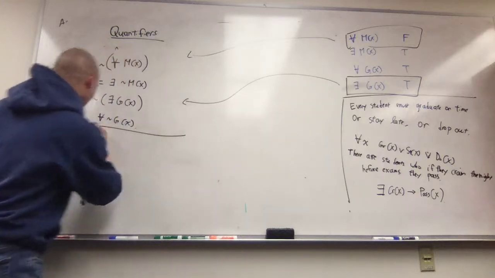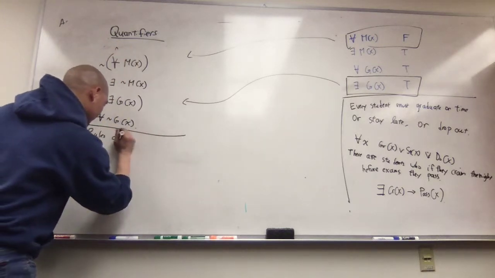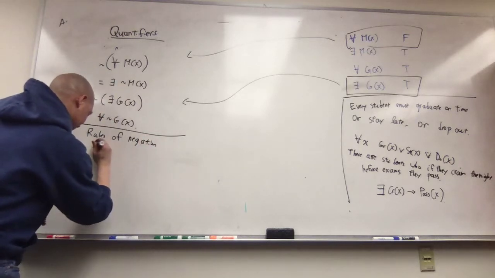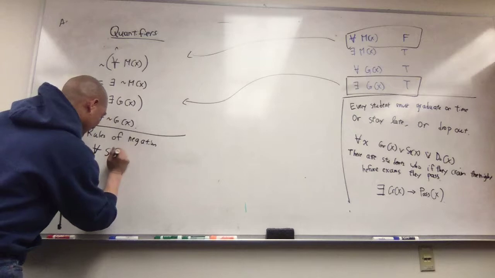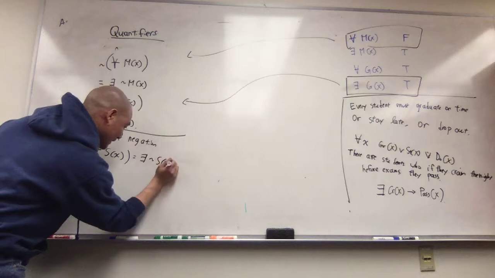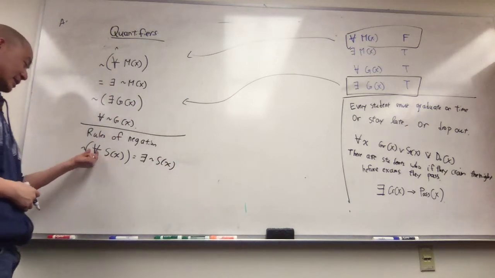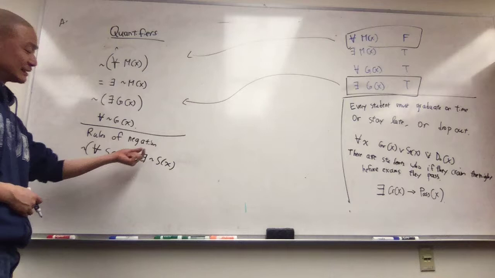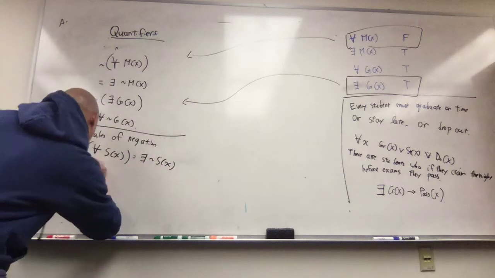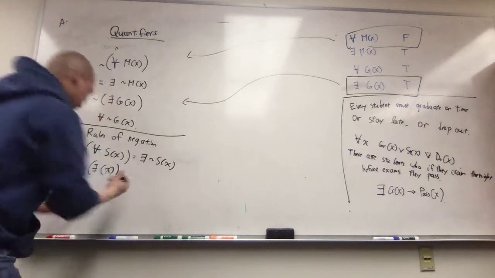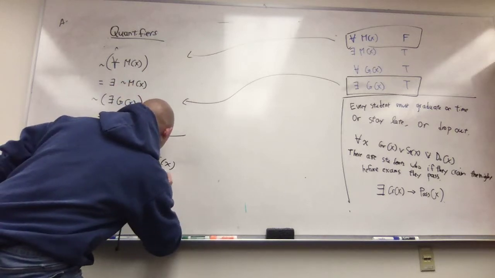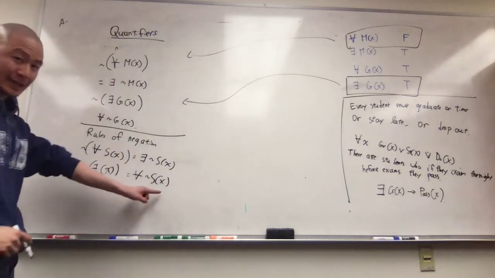So in general, the rules of negation are: for all s of x, its negation is there exists not s of x. So if I claim that something happens for everybody, it's false if it doesn't happen for someone. And if I say something's going to happen for someone, that's false if it happens for no one. Or for everyone, s of x doesn't happen.